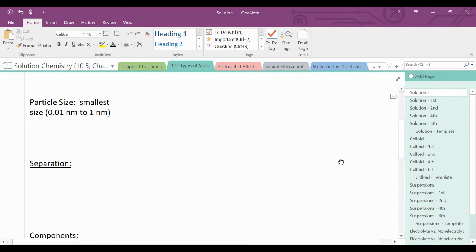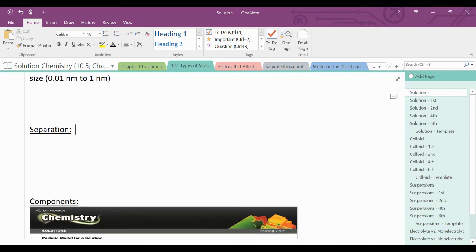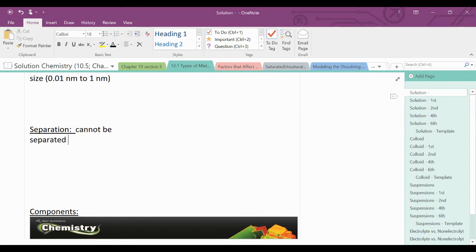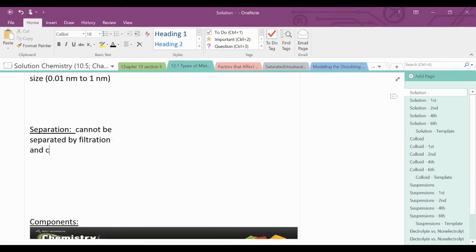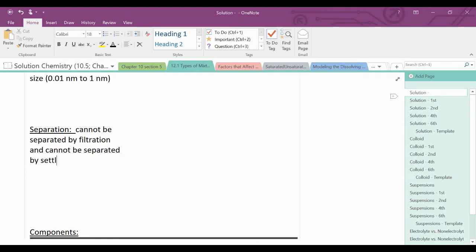Okay, let's talk about separating a mixture. So primarily when we talk about separating mixtures, we're going to talk about filtration. So these cannot be separated by filtration. Again, the particles are too small. And it also cannot be separated by settling, which means that no matter how long I leave it set out, the particles, the salt and the water, are not going to separate on their own.